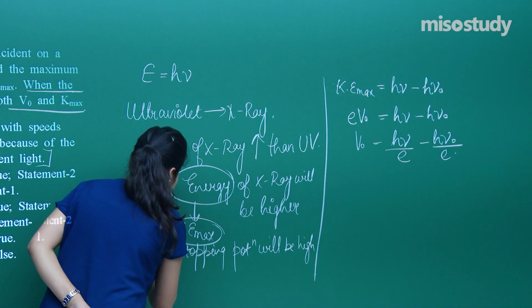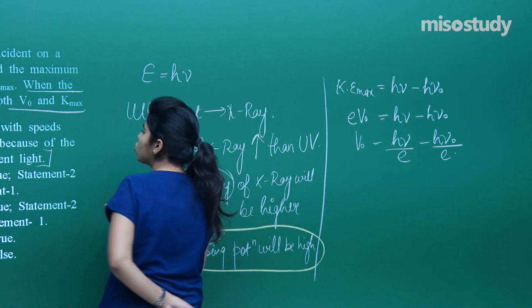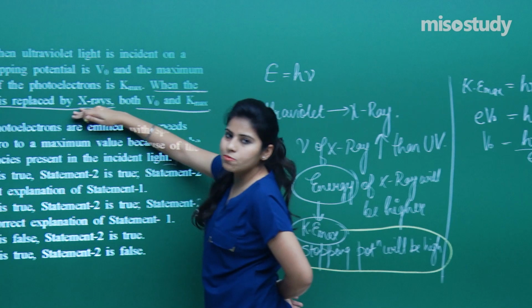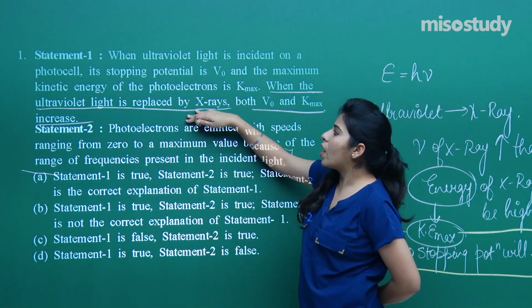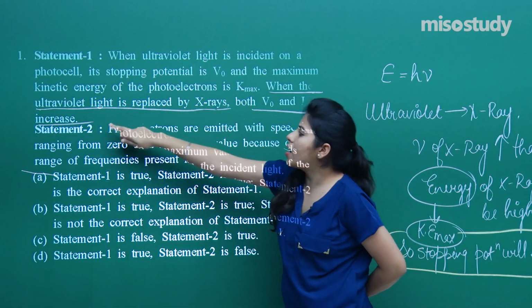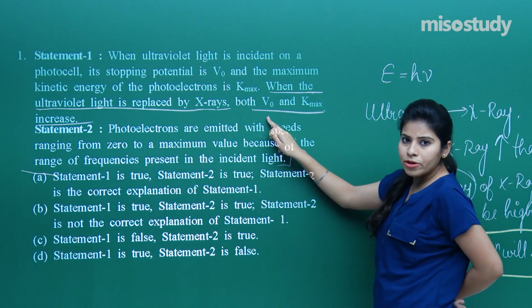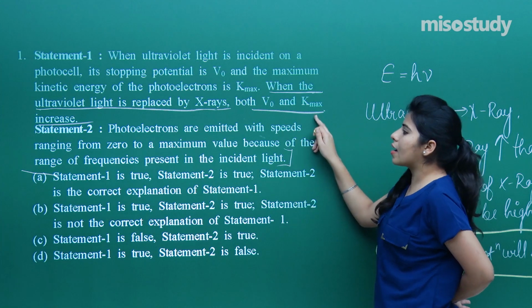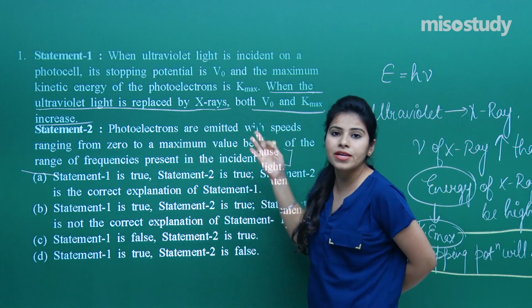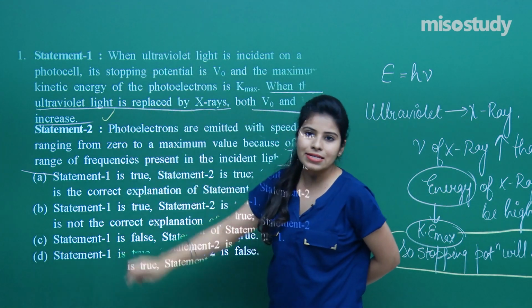We have concluded these two things, and so we can say this statement is correct. Why? Because on changing the light from UV to X-ray, we have seen that both the stopping potential and the kinetic energy max have increased. So this statement is correct.